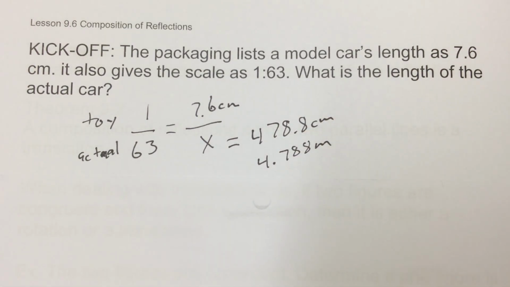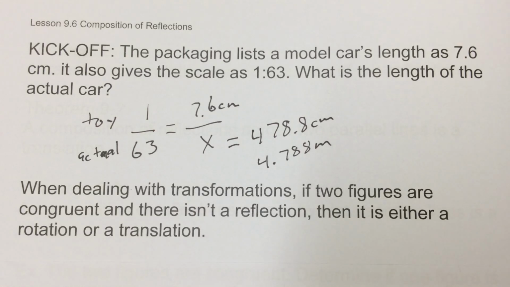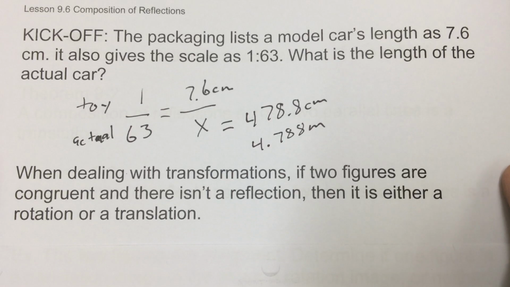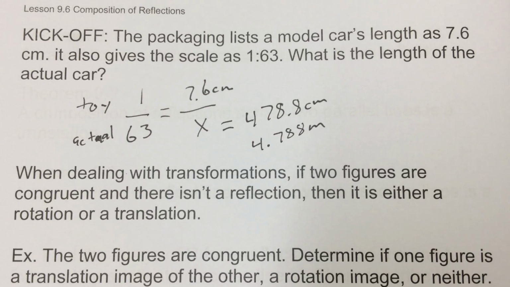Okay. So get into 9.6. This one's going to be all about compositions of reflections. So everything that we've done with transformations, any two figures that are congruent would be an isometry. Now, if there isn't a reflection, we call it either rotation or translation. However, any two figures, and we're going to get into this, really, as long as they're congruent, could be made up of a series of reflections.